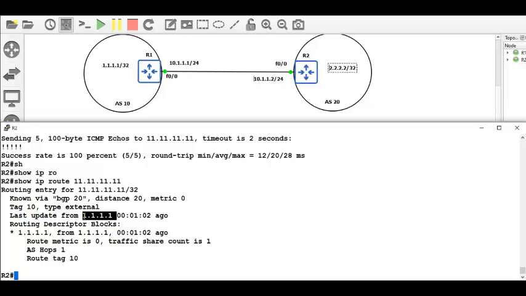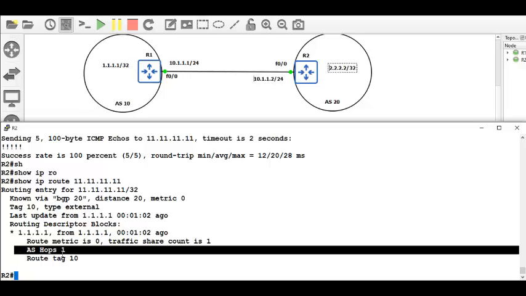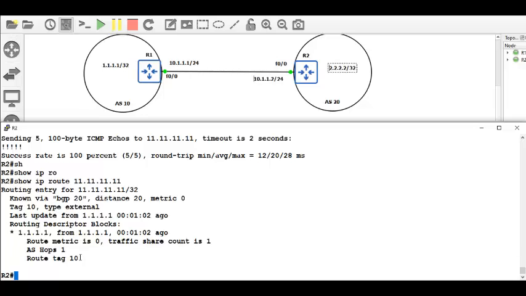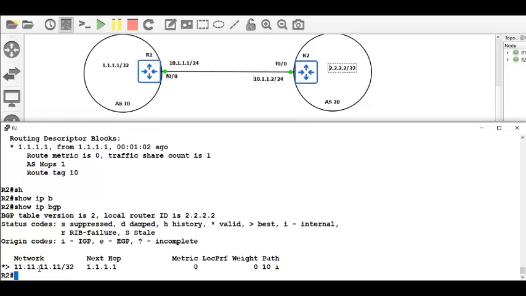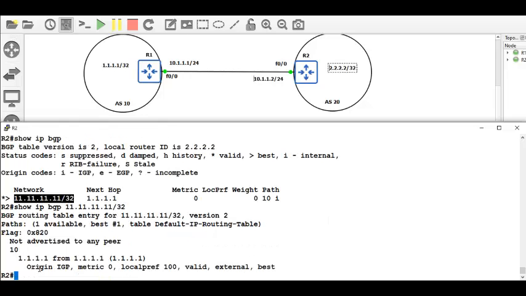AS hop. How many AS hops? 1 hop. How many AS? 1 hop. And what is that AS? 10. 10 is the AS number. That's the tag value. We can also type this command and see show IP BGP. You see 11.11.11.11. If you want to see in detail, you can say this. And it says 11.11.11.11/32. One path available, one best path.